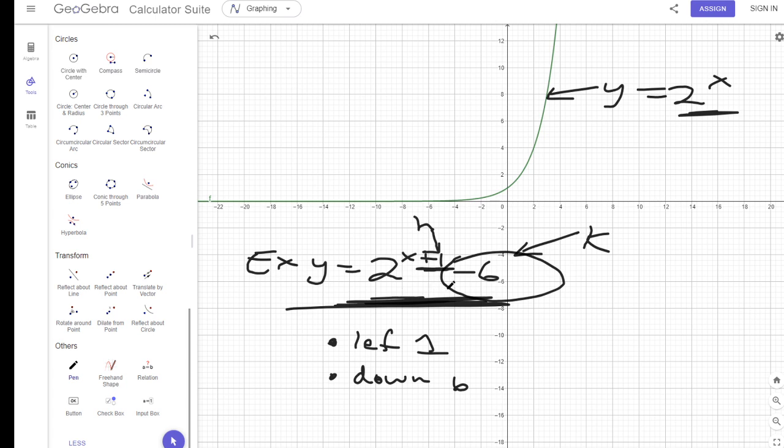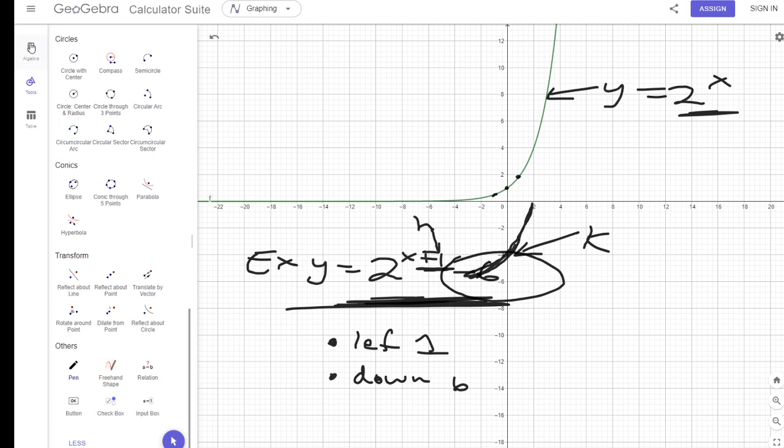So how do we graph this? Well, we have a bunch of points here. We have a point here that we know is 0, 1. We know this is 1, 2. We know this is negative 1, 1/2. So we can move everything to the left 1 unit, and then down 6, so way down here. Again, left 1 unit, down 6. Left 1 unit, down 6. And I apologize for this graph, but it will be somewhere down here.